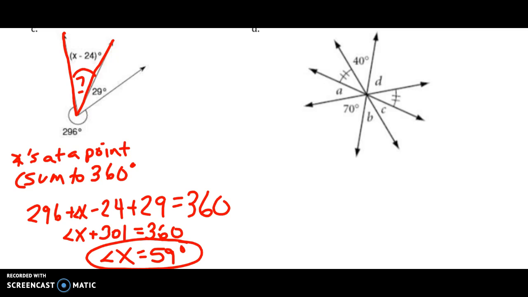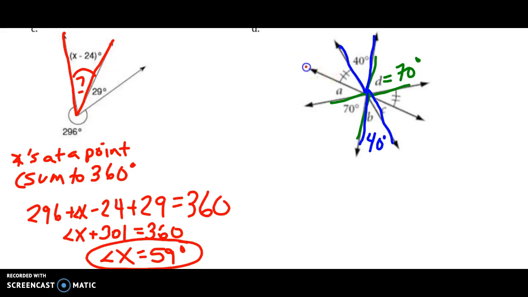Our last example, D, we're going to find all of the labeled angles. So we can start wherever we'd like here. I notice that these are vertical, so the measure of angle D is 70. I also know that angle B is vertical with 40, so angle B measures 40 degrees. Let's see, where do we want to go next with this?